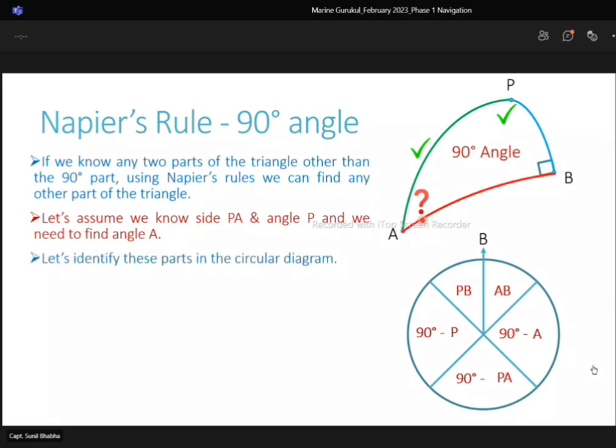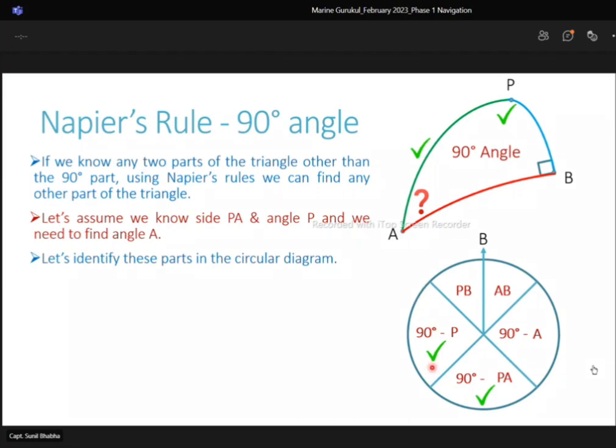Now we have to first identify these parts in the cartwheel. So if you have a look in the cartwheel, the side Papa Alpha is represented by the bottommost part of the cartwheel. You can see this part is 90 minus PA, 90 minus Papa Alpha. And we have assumed that this part is known to us. So you see the green tick mark coming here. Now the second part which is known to us is angle P, angle Papa. And in the cartwheel, you see this part is having 90 minus angle P. So this part is also known to us, and you see a green tick mark coming here.